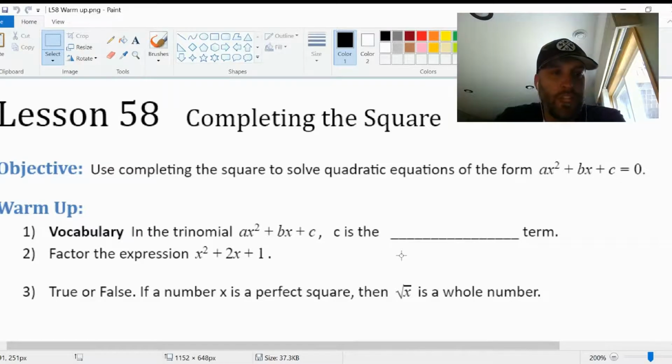Hello, Algebra 2A. We are going to take a look today at lesson 58, where we move on to another method of solving quadratics. And our objective for today is to use completing the square to solve a quadratic equation in the form ax squared plus bx plus c equals 0.